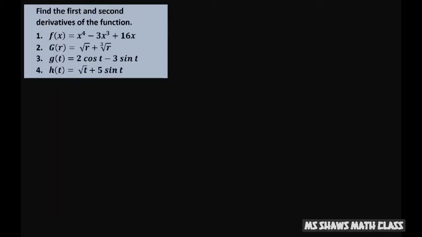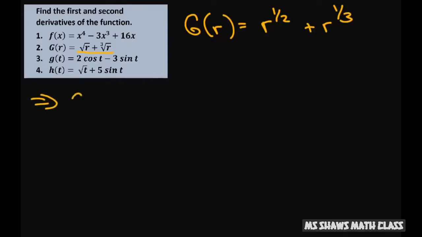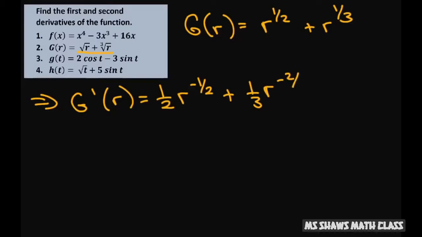All right, the next one, these darn square root ones. Let's write this as g of r equals r to the 1/2 plus r to the 1/3. So when we take our first derivative, is this r? Not t, it's r. All right, we're just going to write it all out. So this is going to be 1/2 r to the negative 1/2 plus 1/3 r to the negative 2/3.